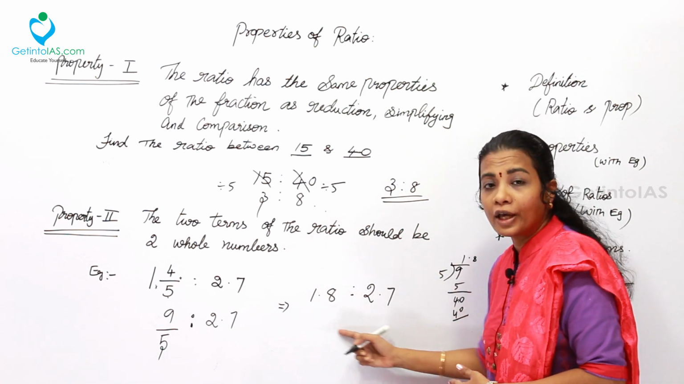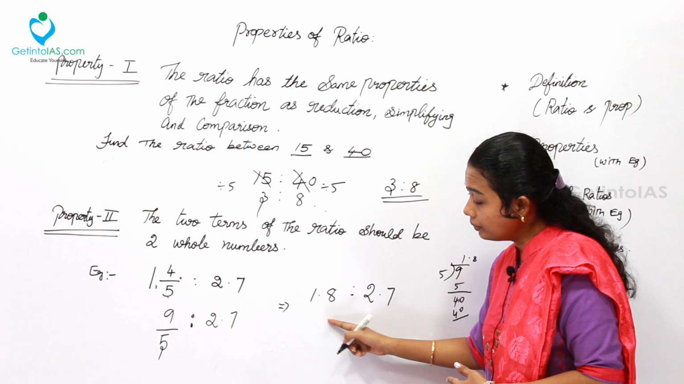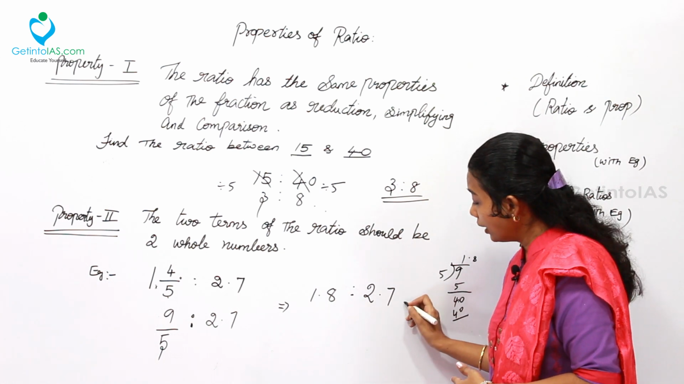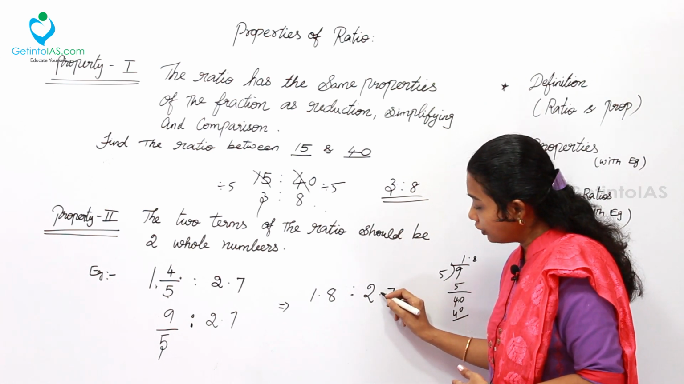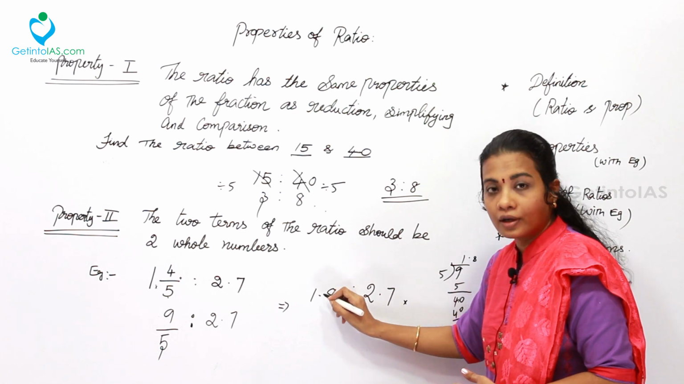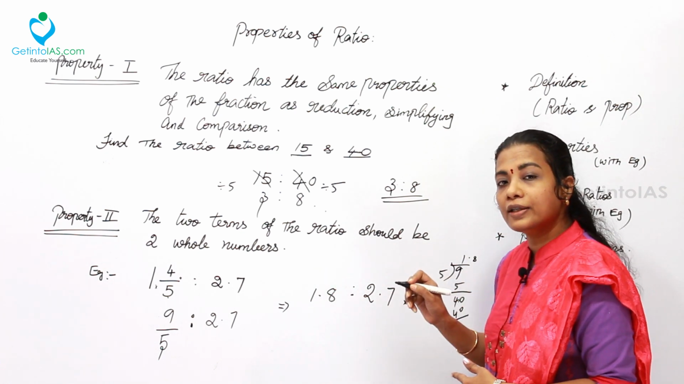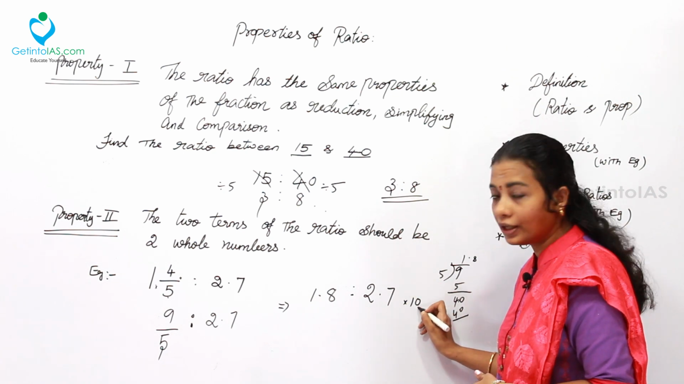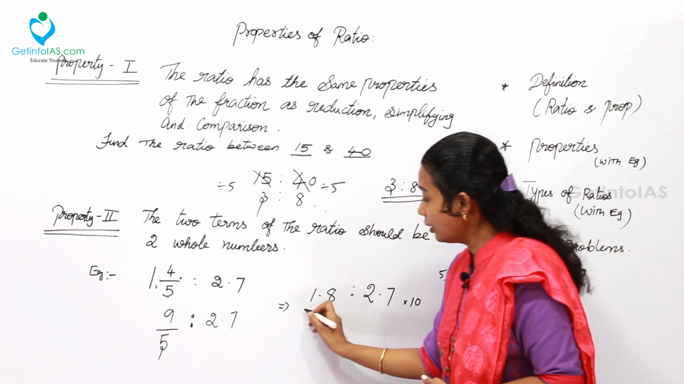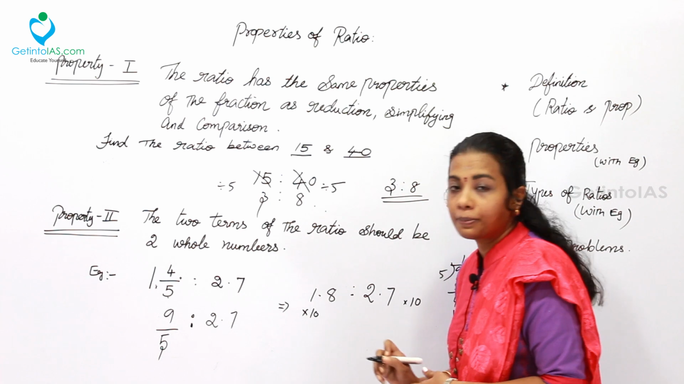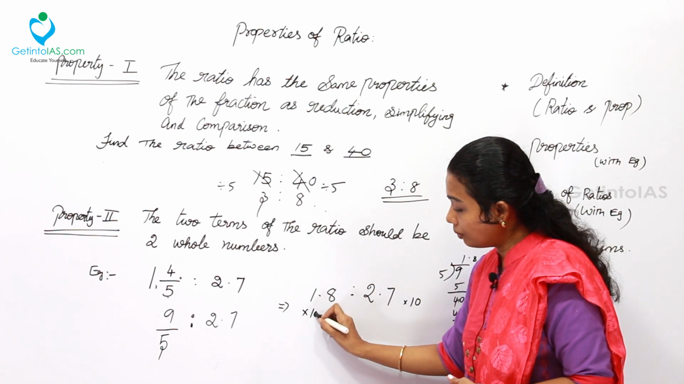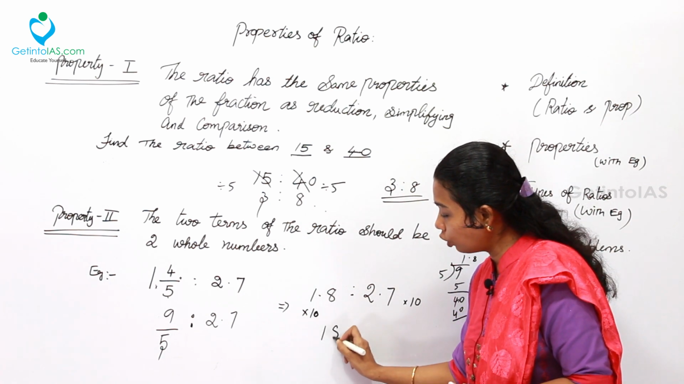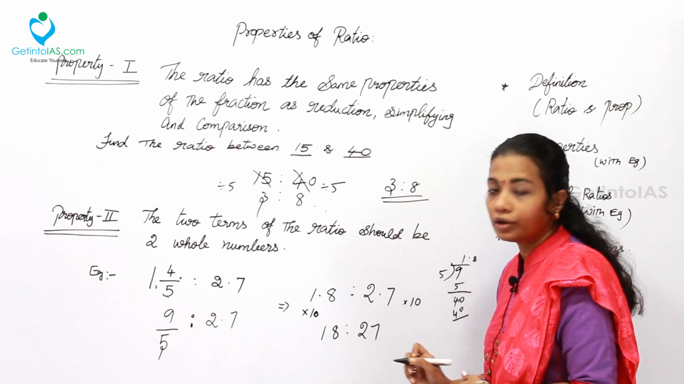Now, in order to make the whole number from the decimal number, how many points do we need to move? That is 1 point here, 1 point here. For this 1 point you take the value 10. While multiplying the consequent by 10, the antecedent also has to be multiplied by 10. As soon as you multiply by 10, you will be getting 18 over here and 27 over here.